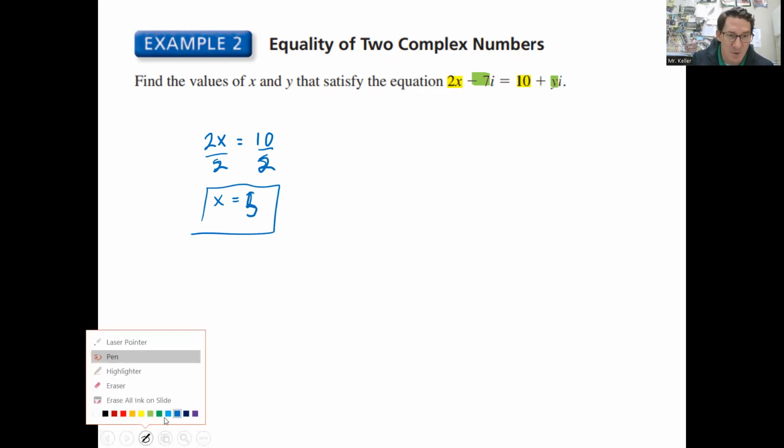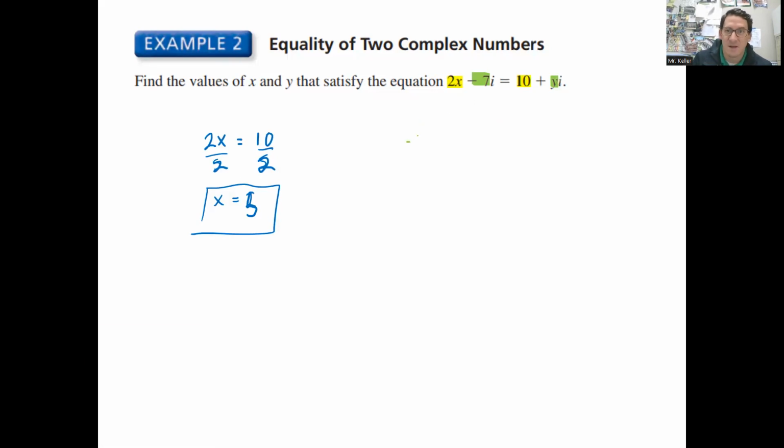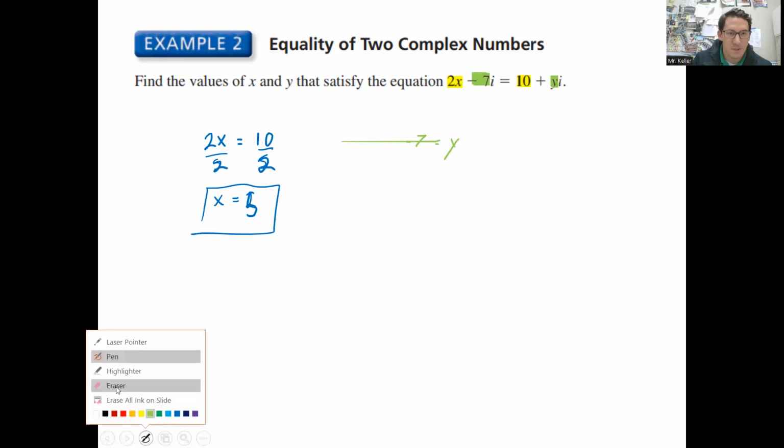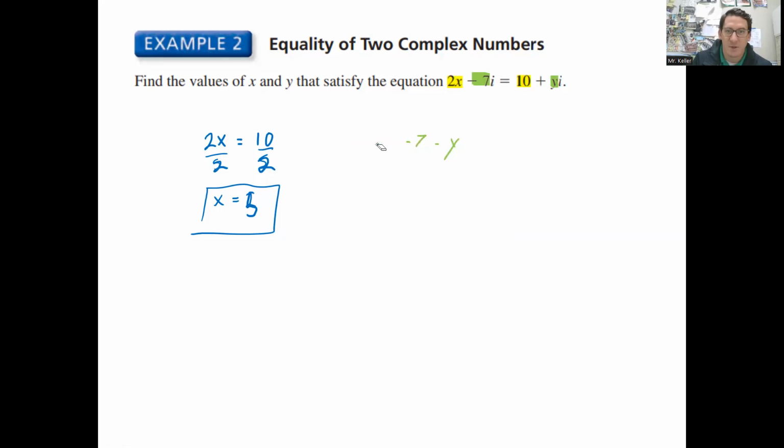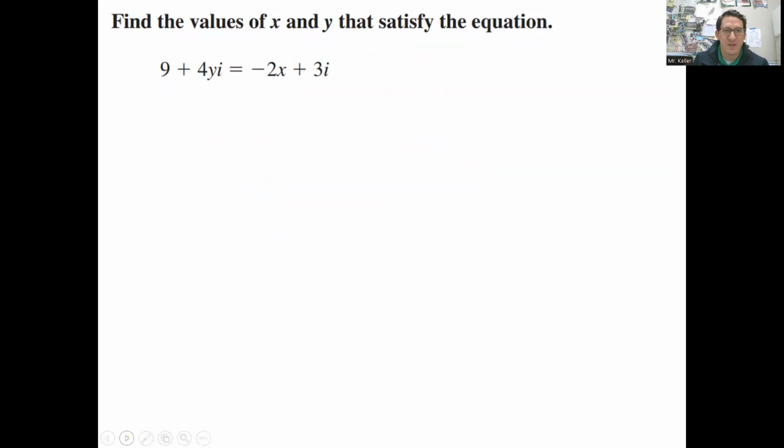On the imaginary part, that one's a little bit simpler. So negative 7 is equal to y. And that is done. So you just need to set the real number part equal to each other and the imaginary part equal to each other, and then solve. This one doesn't require any solving. This one required a little bit. All right, so let's look at another example.